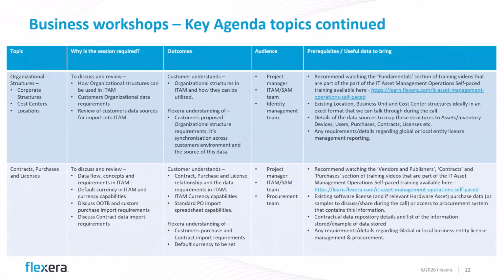The next workshop is Organizational Structures. These comprise corporate structures, cost centers, and locations. We discuss how these structures are used in ITAM and the objects they can be associated with, what your requirements are that may rely on organizational data being populated and maintained, and where that data will come from for import and ongoing sync. The outcome is to have agreed structure requirements and the system of record detailed.